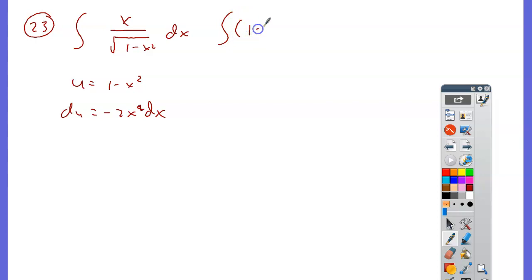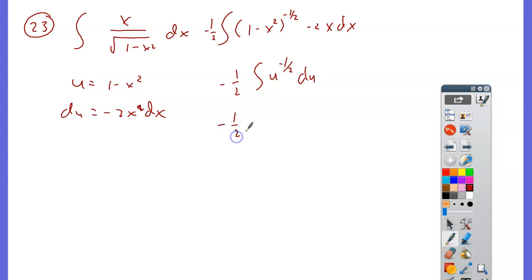So I'm going to go 1 minus x squared to the negative 1/2, right? x dx. Then a negative 2. So I throw a negative 2 here and a negative 1/2 out here, right? Yep. And then I switch everything to u. That's the u.